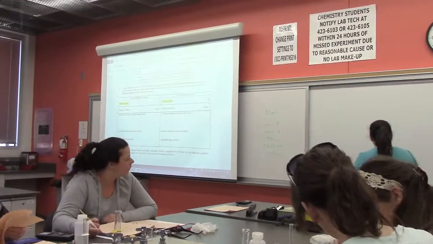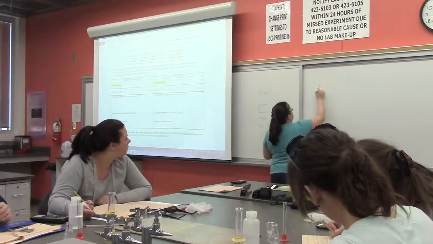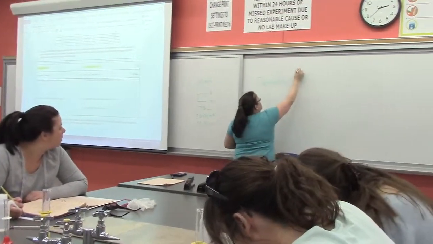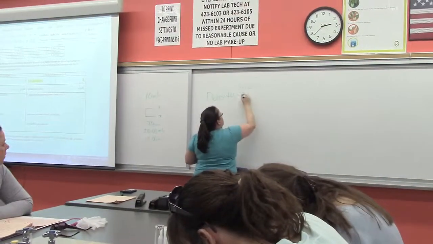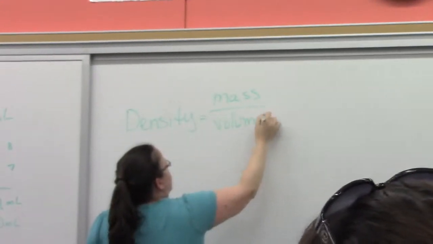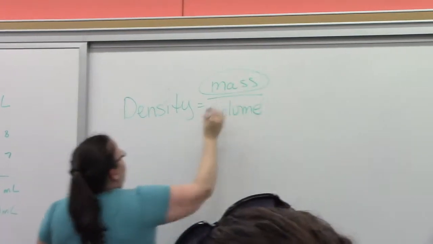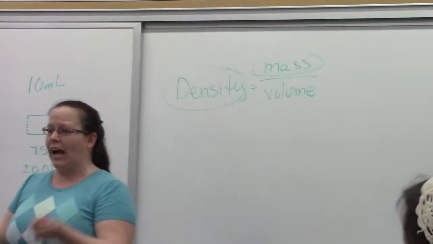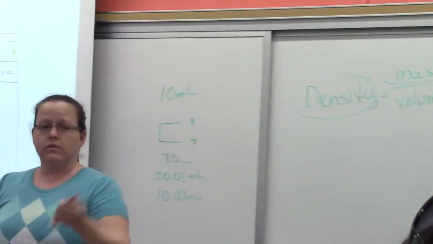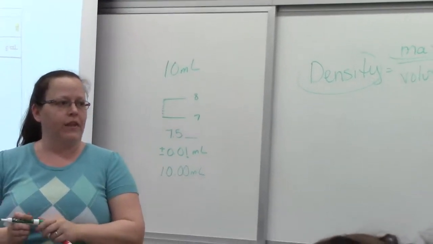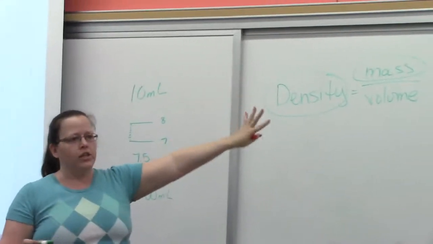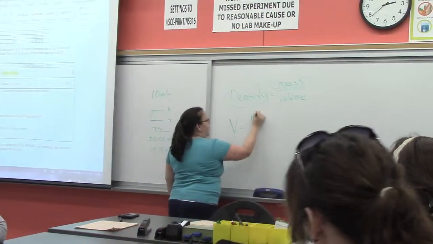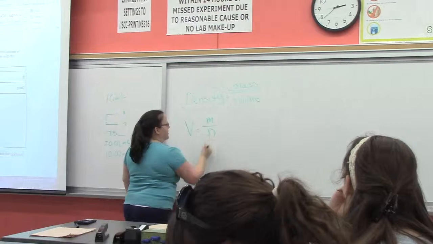So what we're going to do now is take that density equation. We have a mass and we have a density, and we're going to use it to solve for the actual volume of water that was in our graduated cylinder and in our flask. So we need to move this equation around a little bit. We need to solve for volume. Volume equals mass divided by density.